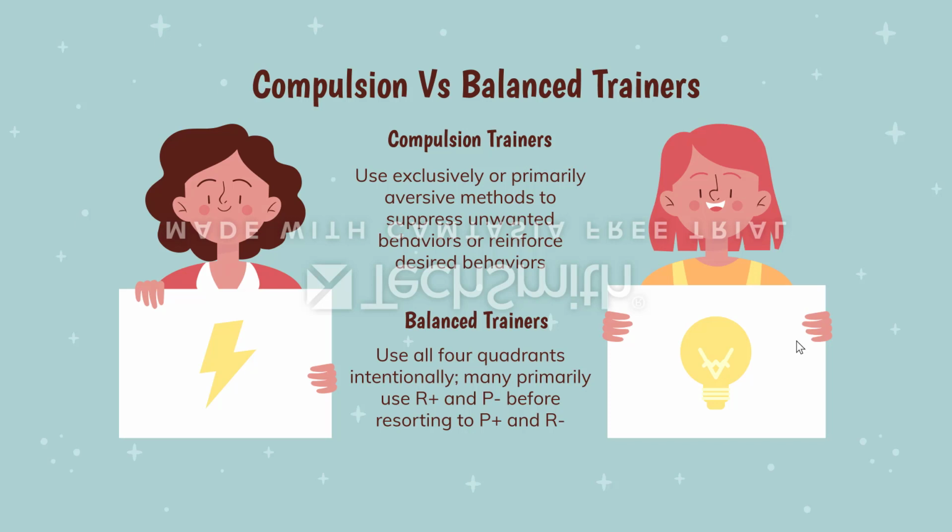Some balance trainers will try to use each of the four quadrants equally. Some will start with positive reinforcement and negative punishment and then use positive punishment and negative reinforcement to proof behaviors. And so it really varies. But a good chunk of these trainers do try to stay within positive reinforcement and negative punishment.